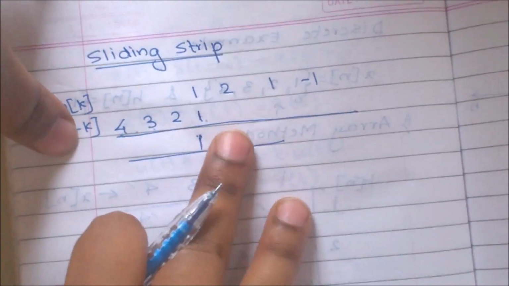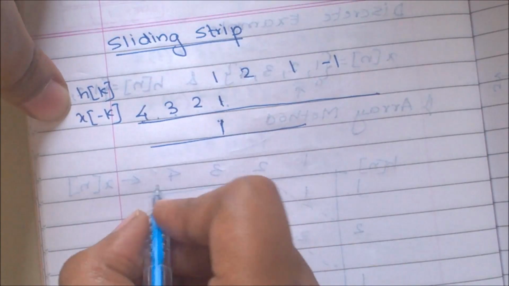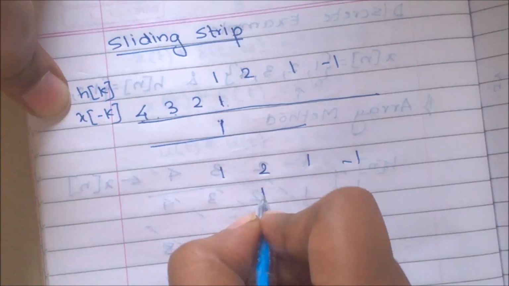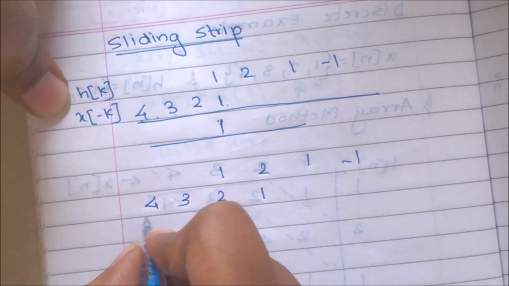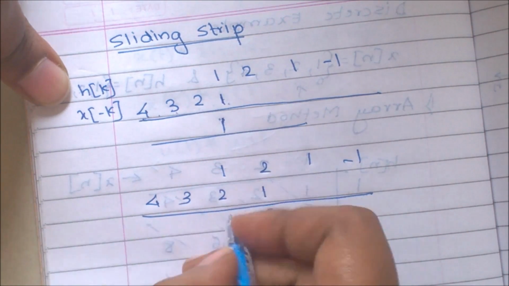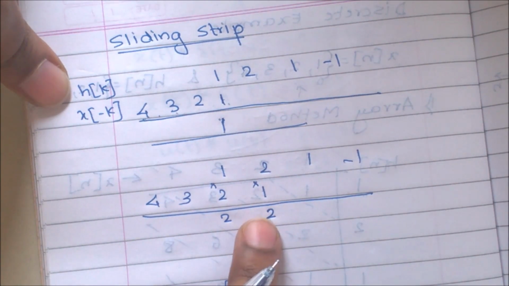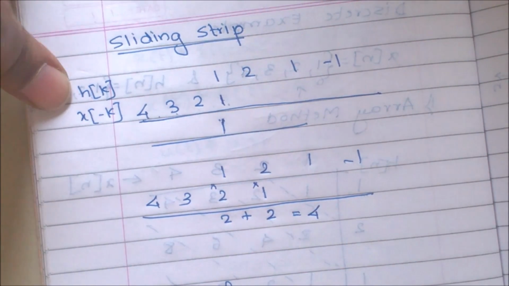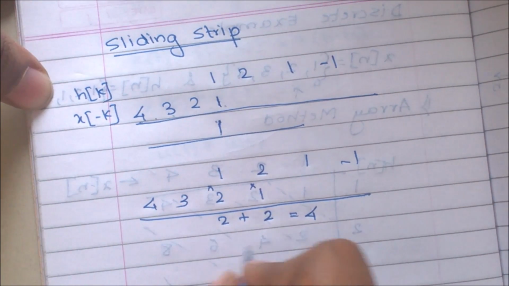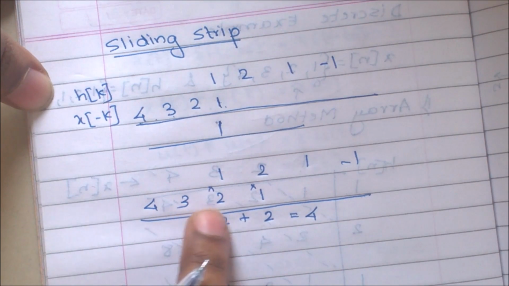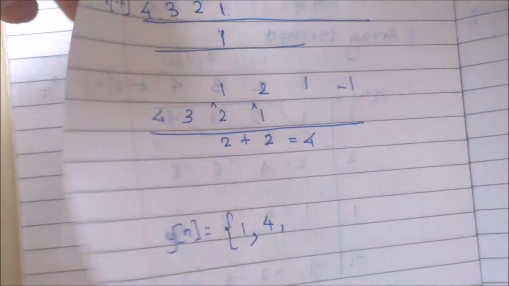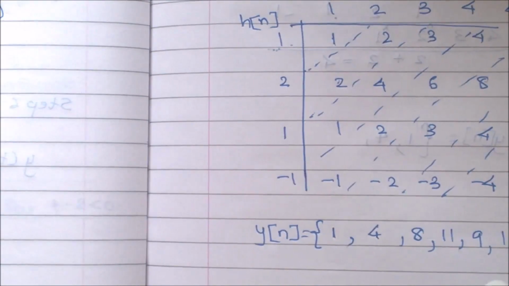Now the second value: you have to just shift this by one step. So it will become 1, 2, 1, minus 1, and now this 1 will go to 2, so this will be 1, 2, 3, 4. Now multiply 2 by 1, that is 2. Multiply 1 by 2, that is 2. And we add both these numbers, and this will become 4. So this is the second value of y of n. Similarly, you can continuously shift this and you will get the same values as we got with the array method. So this will become 1, 4, 8, 11, 9, 1 and minus 4.